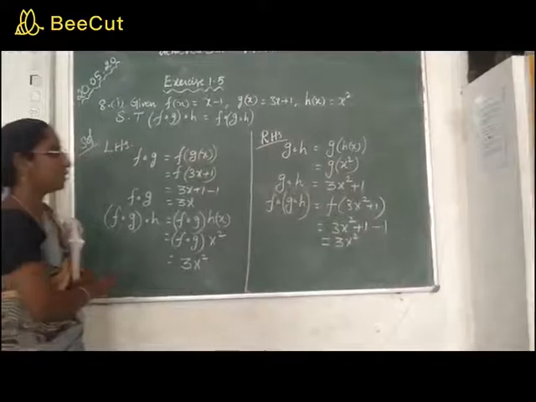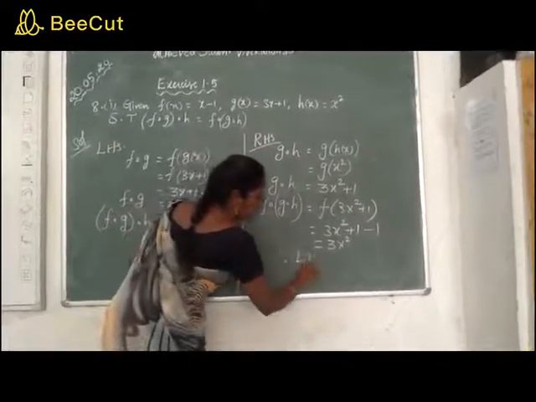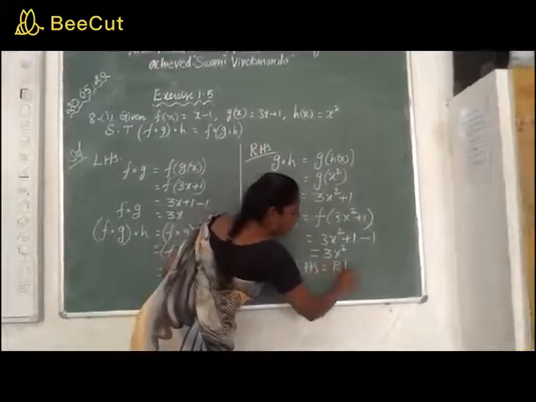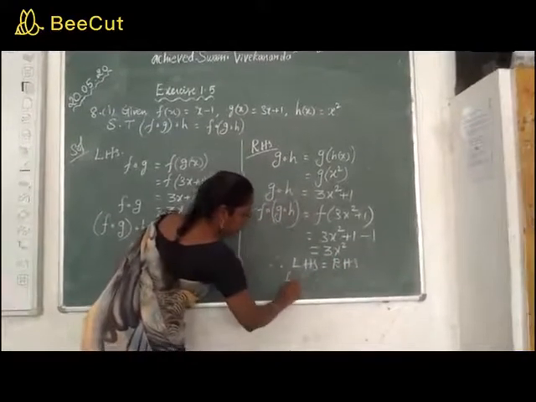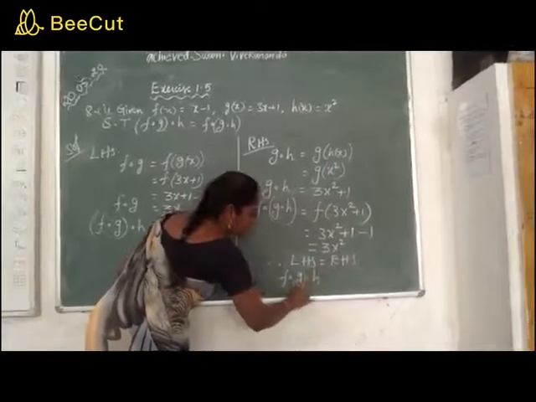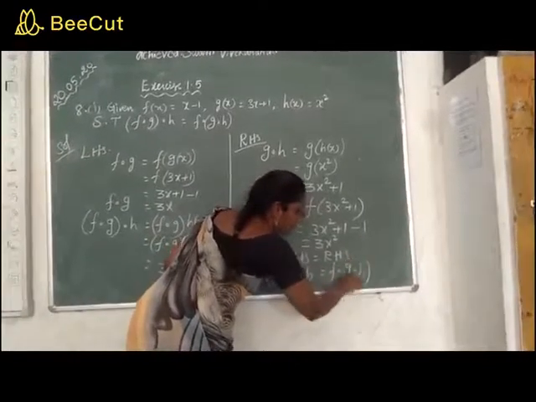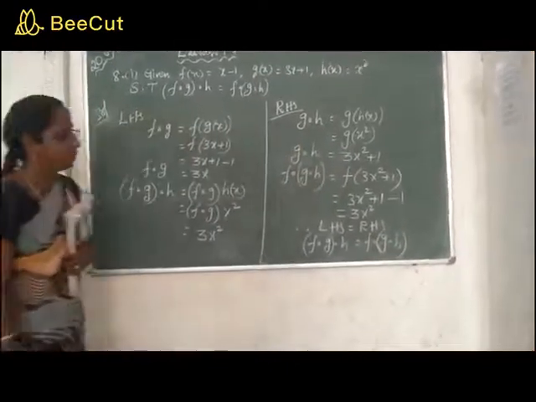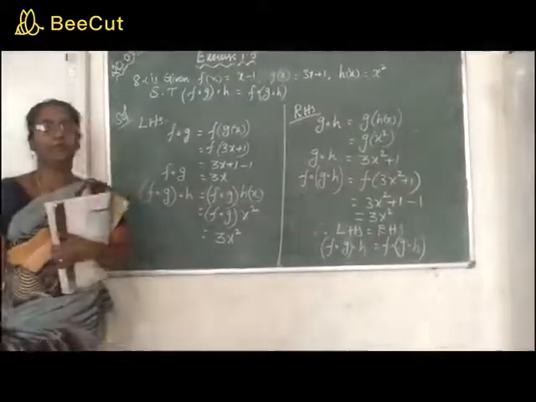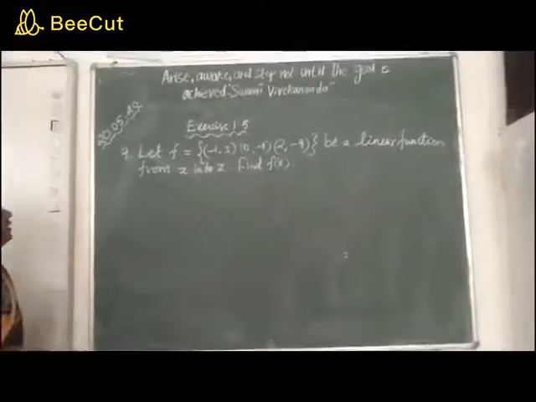See, the LHS and RHS are both equal. So LHS is equal to the RHS value: F composition of G composition of H is equal to F composition of G composition of H. So hence we verify. Let us see the ninth one.